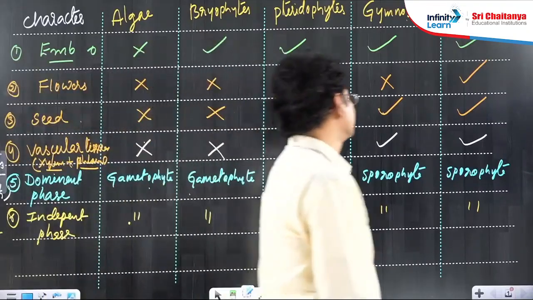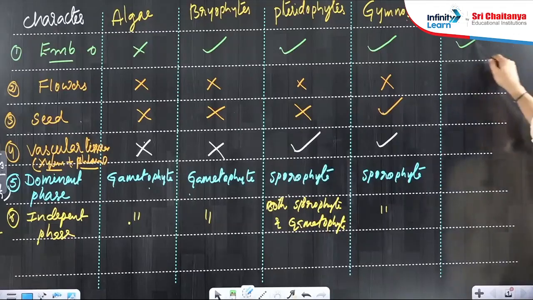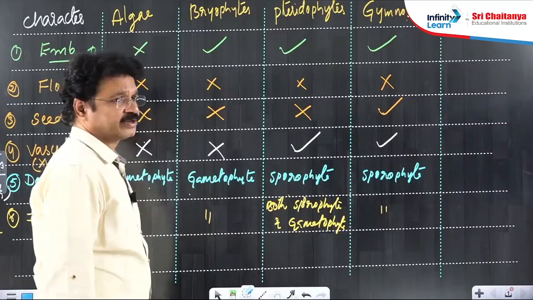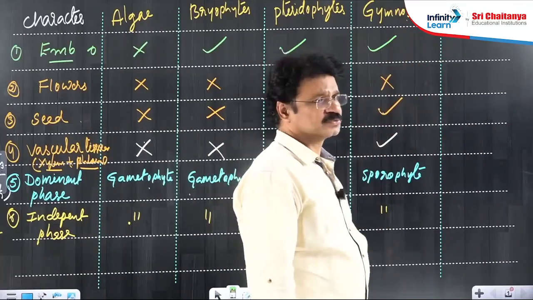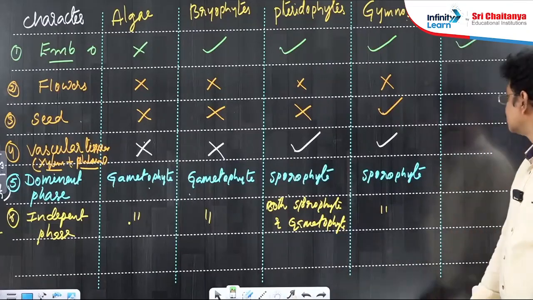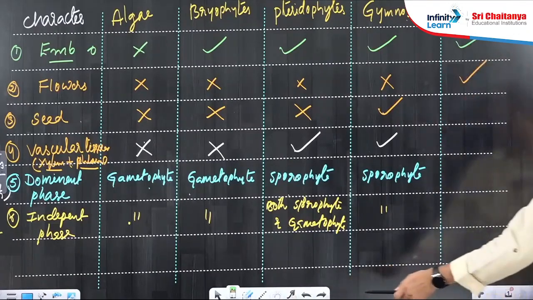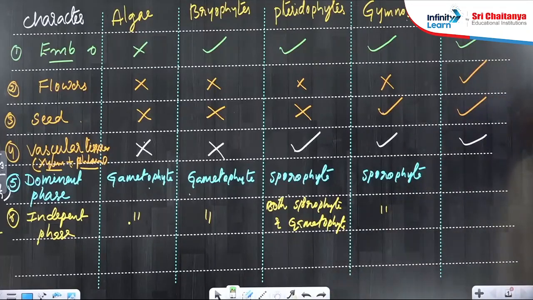Last plant group and the most highly advanced plants at the present day on this planet: angiosperms, nothing but flowering plants. Try to fill all the blanks regarding angiosperms. Yes, all are present and the independent phase is sporophyte. Embryo present, flower present, seed present, vascular tissues all are present. It is the reason to say these are very advanced plants in the plant kingdom.